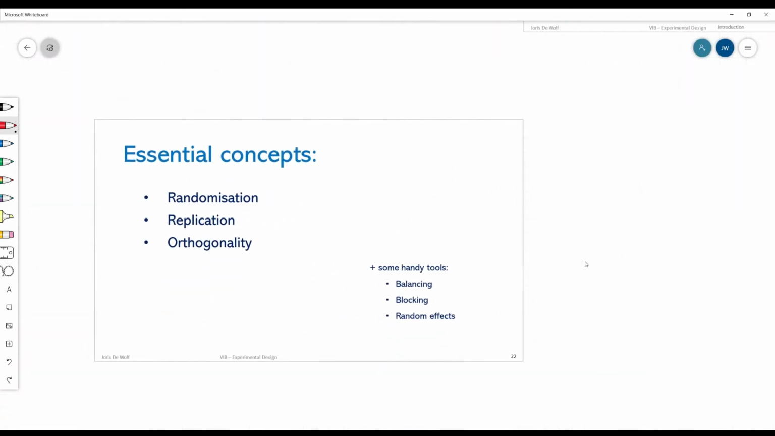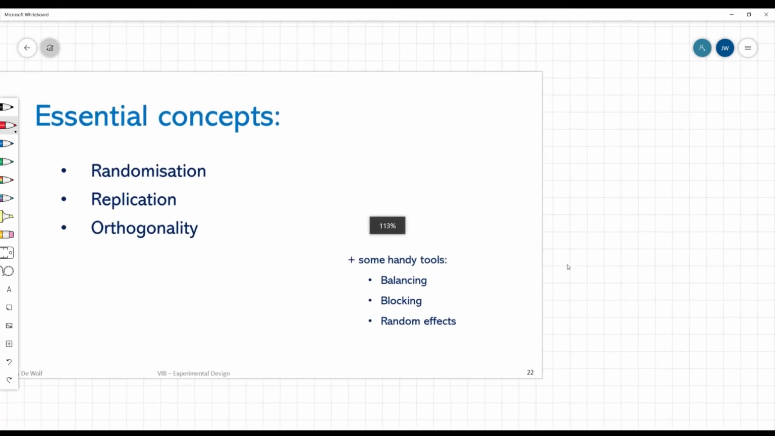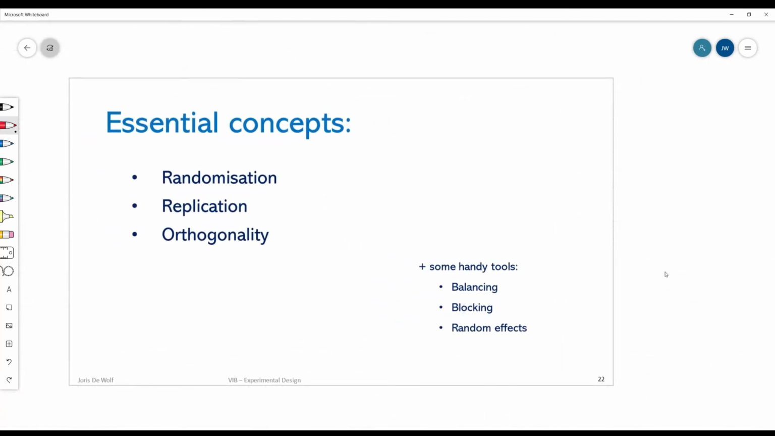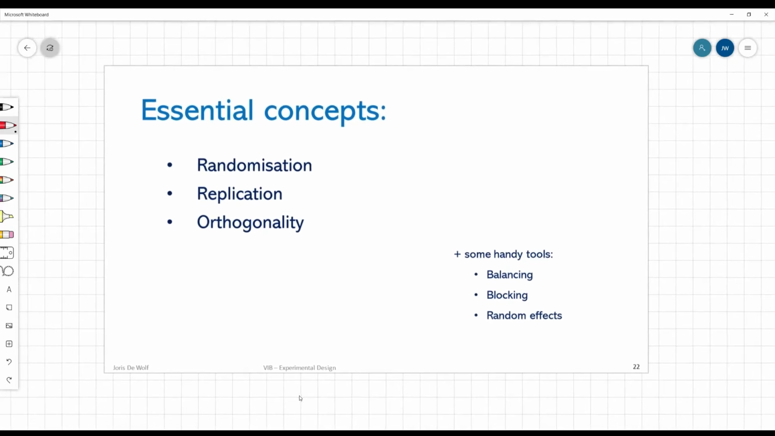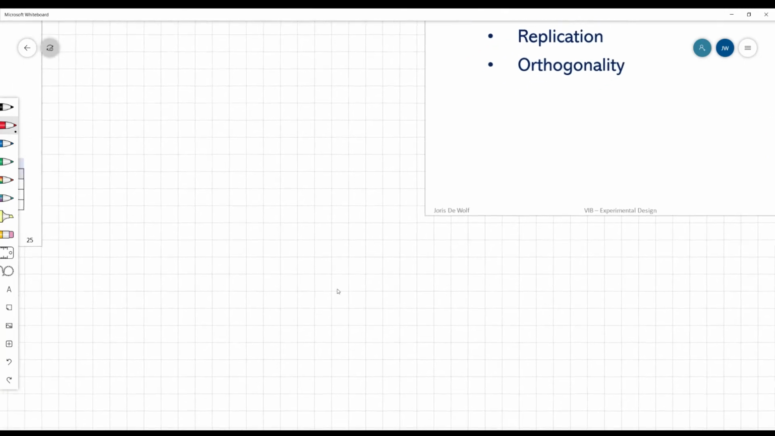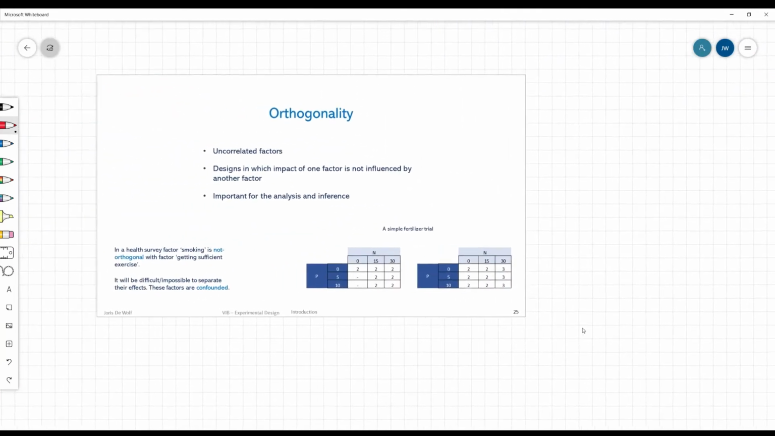Like I said, we would like to teach you how to create good experiments rather than give you recipes for particular experiments. So the essential principles that you should know are randomization, replication, and orthogonality. I'm not going to repeat things on randomization and replication, because I think that is known to everybody. Maybe orthogonality is not such a familiar term, so I would like to repeat that once more.